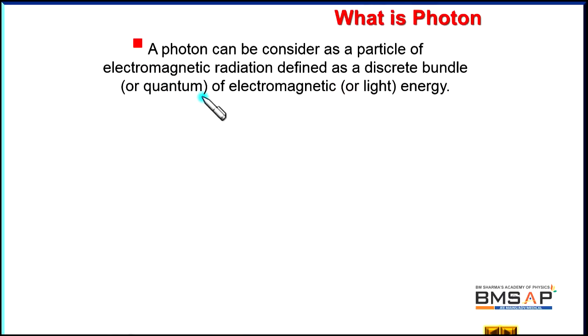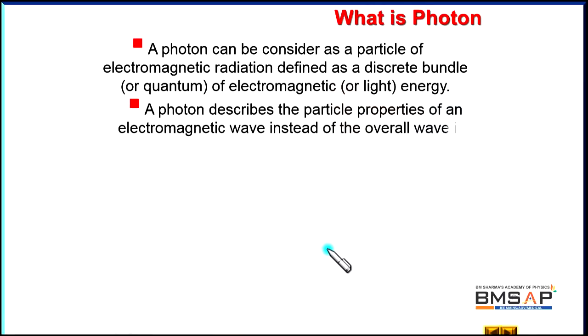Let us learn the meaning of quantum. The term quantum is the smallest elemental unit of a quantity. It may be any quantity, or you can say the smallest discrete amount of something. Okay, so let us move to the second point about the photon. A photon describes the particle property of an electromagnetic wave instead of the overall wave itself, right. In other words, we can picture an electromagnetic wave as being made of individual particles, and these individual particles are the photons.